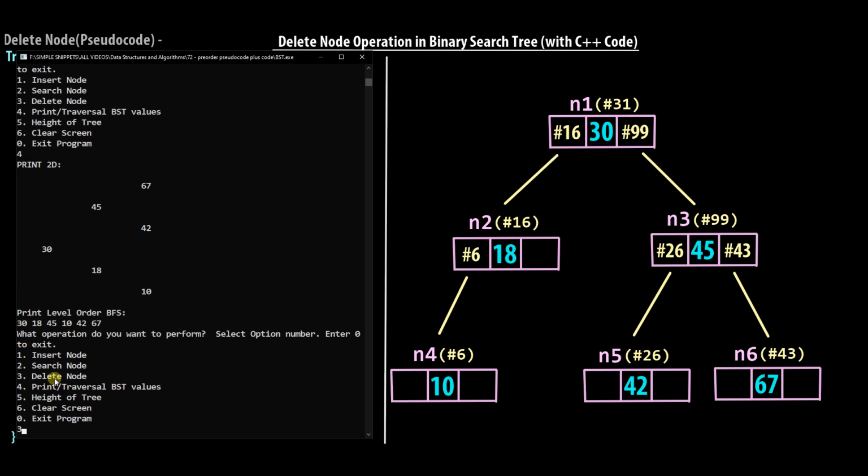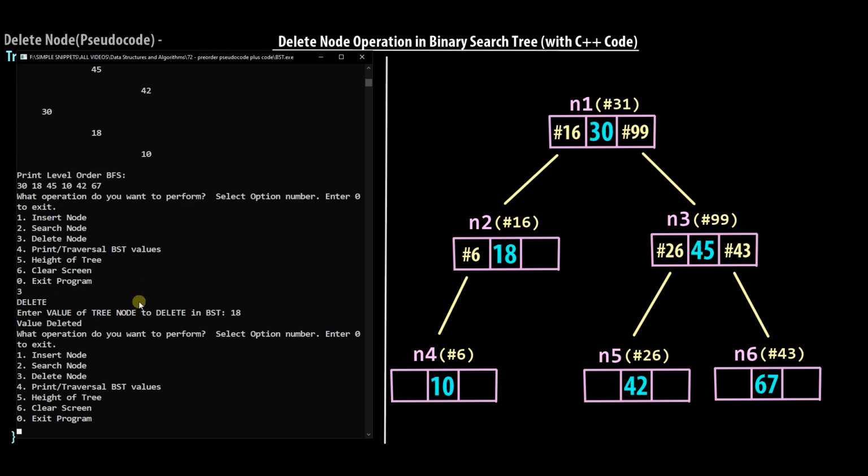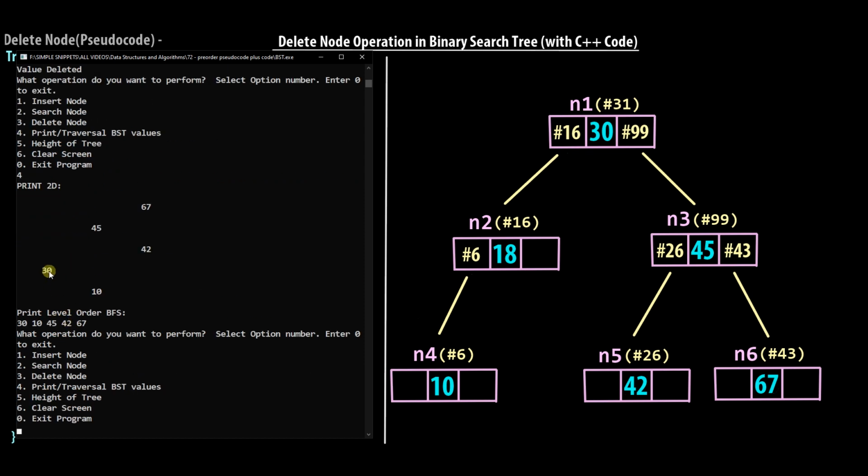Okay. Now let's delete node 18, which is a node with a single child. So option 3 for delete. Let's enter 18. Now when I delete this 18, this should be erased but 30 should be directly connected to 10, right? So when I hit enter, you can see value deleted, and when I now print back, you can see this 30 is directly connected to 10. So this program is working pretty good.